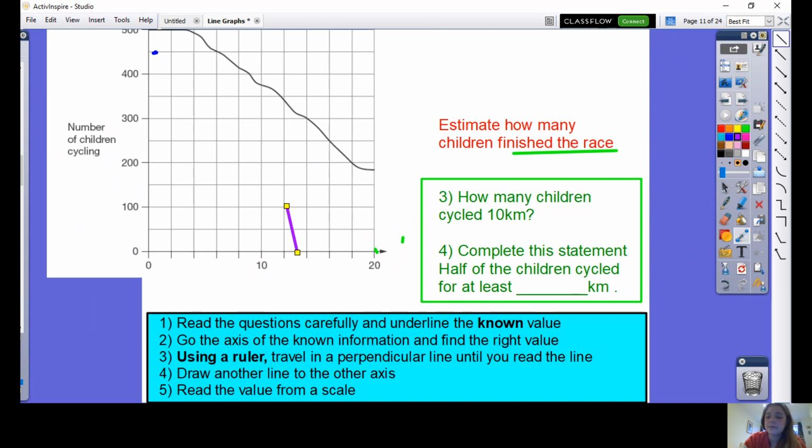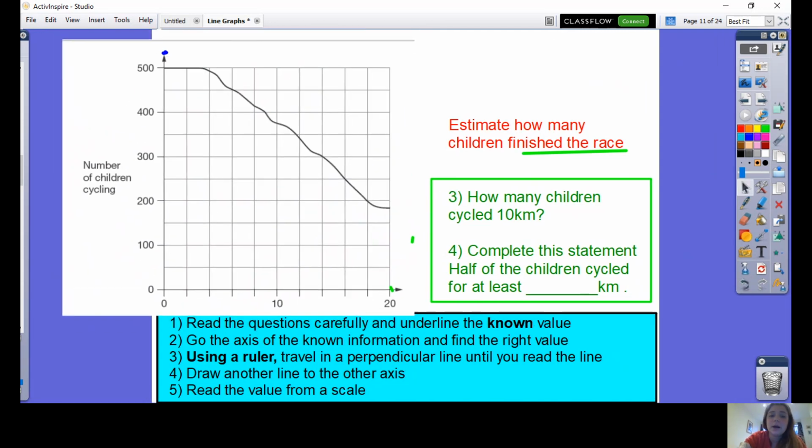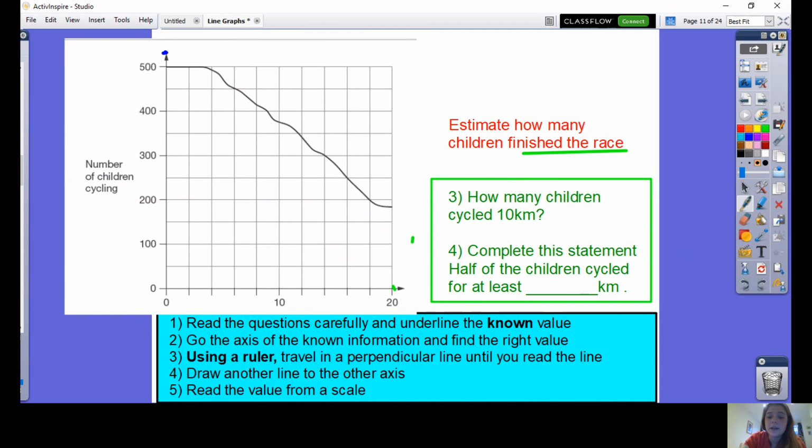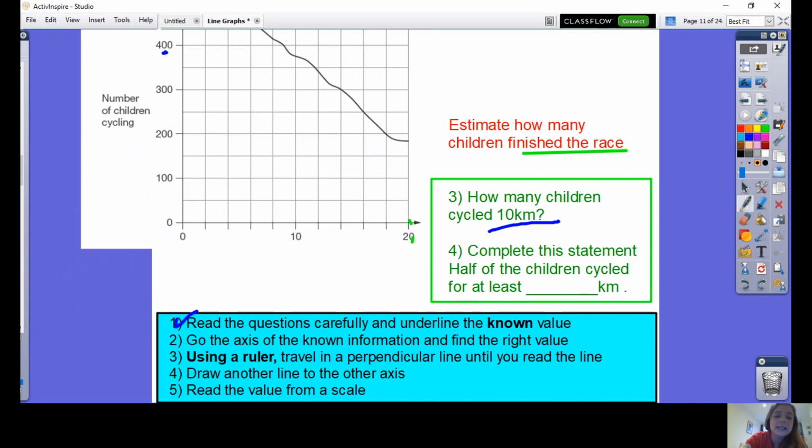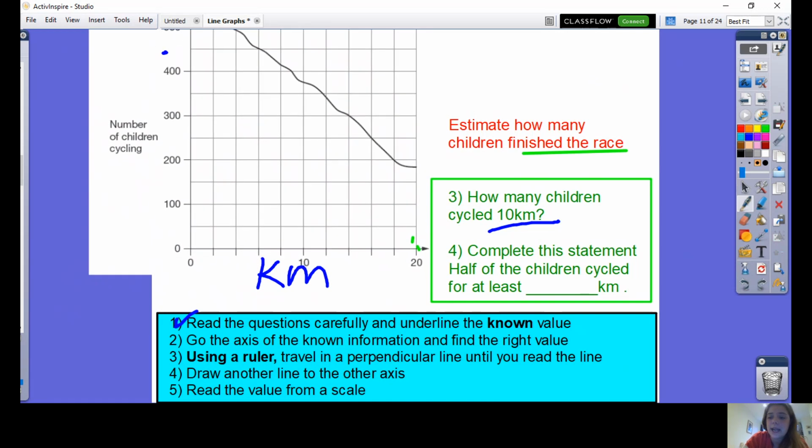Okay, how many children cycled 10 kilometres? I underline my known value. Go to the axis of the known information and find the right value. I'm looking for 10 kilometres. I know that my x-axis was the kilometres, so I go to 10 kilometres, which is here.